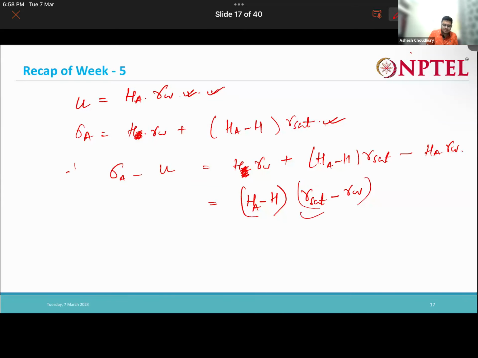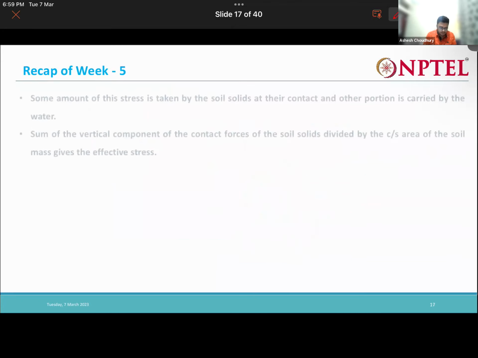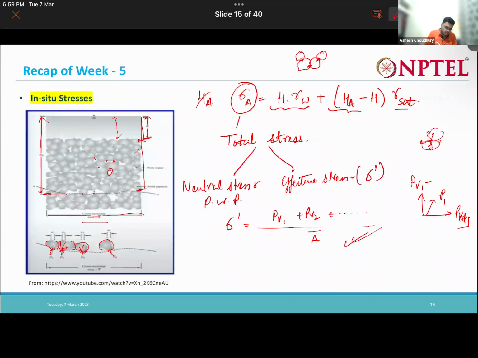Now if you look, gamma sat minus gamma W is nothing but my gamma submerged. So this is finally my effective stress. Okay. So effective stress is nothing but the height of the soil column. So HA minus H, this is the height of the soil column. HA minus H into gamma submerged will give me the effective stress. Okay.